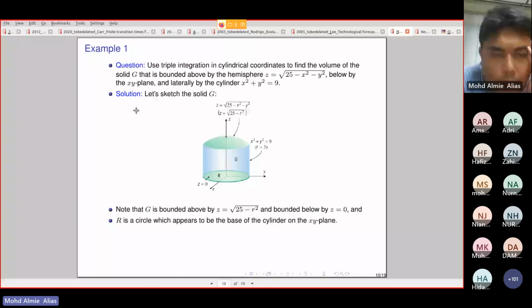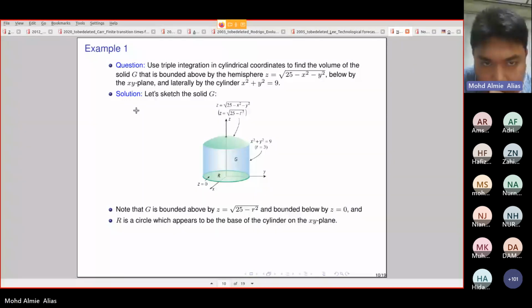Use triple integration in cylindrical coordinates to find the volume of the solid G, which is bounded above by the hemisphere, bounded below by the xy plane, and bounded laterally from the sides by the cylinder.